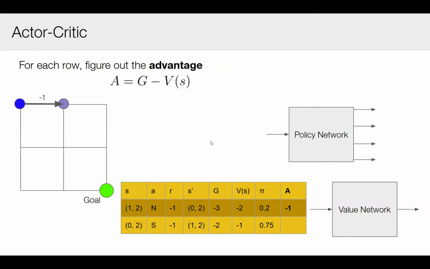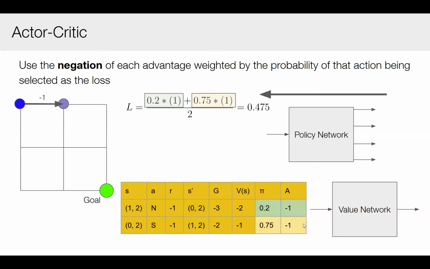We don't need to use a neural network or anything for that. We can just do it by using the values we've already computed, right? We have G, we have V of S. So that value is just going to be -3 minus -2, which is -1. Same thing for our second item in the batch. Now that we have our advantages and we have our probability, we can then multiply the probability of each action being selected by that advantage and use that as the loss. So the probability is kind of acting as a weight to the advantage.